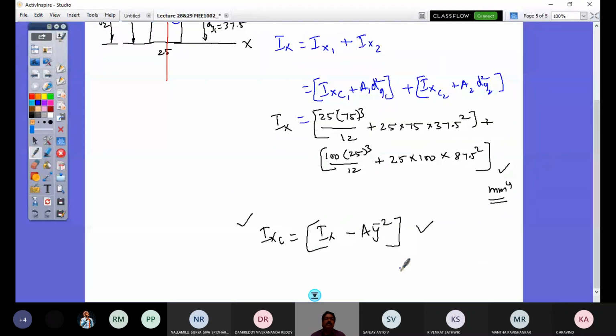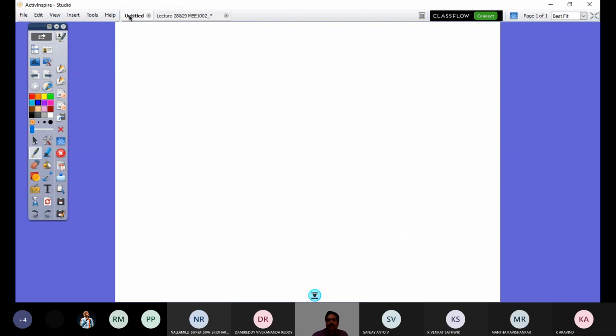Now today I am going to start my lecture by listing out an important formula for the second moment of area, like what we did on the previous day. And then we will solve another one or two problems, so that you would be familiar with how to find the second moment of area for any given section, right? So let us begin today's class.